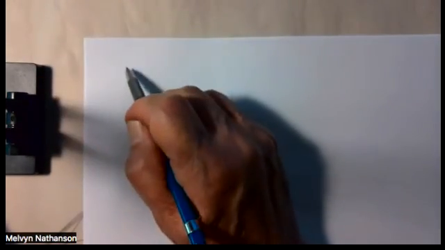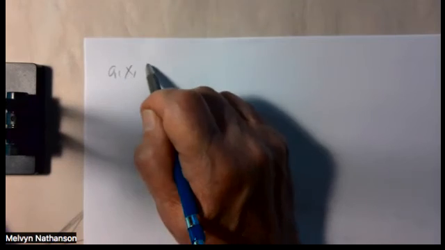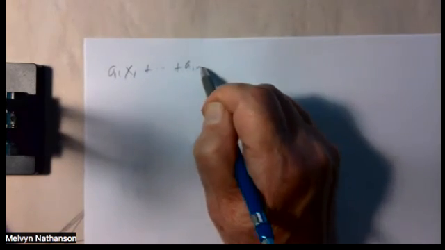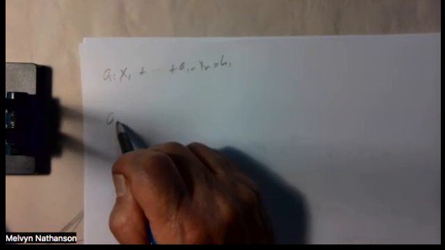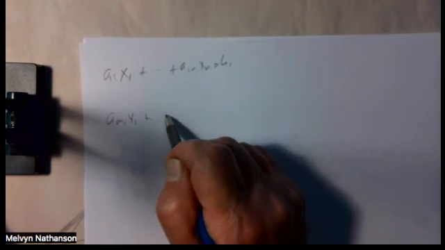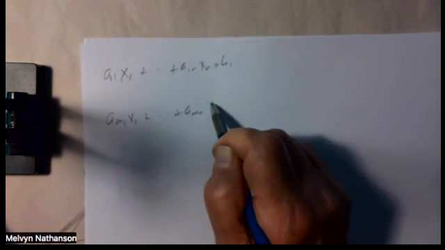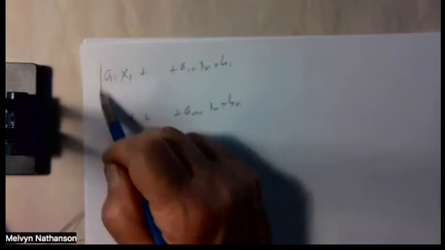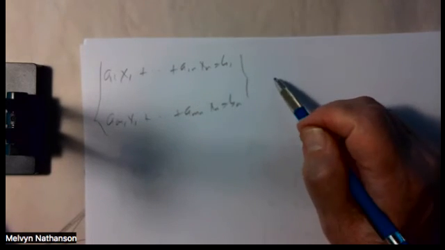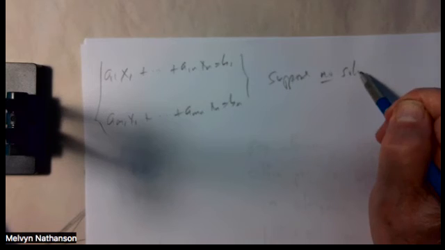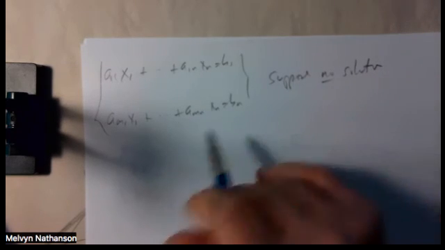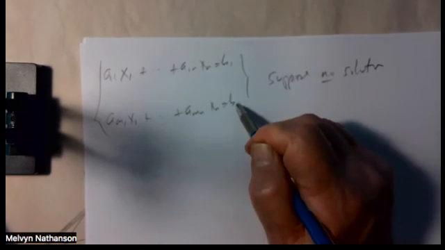Here we have a system of equations: a11 x1 plus up to a1n xn equals b1, up to am1 x1 plus up to amn xn equals b sub m. Suppose there's just no solution. There's no set of n numbers that satisfies all m of these equations simultaneously.